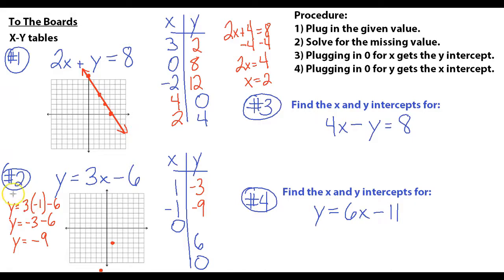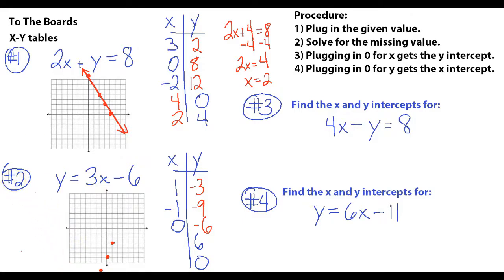Next one. I'm going to plug 0 in for x. This is 3 times 0. I just get y equals 3 times 0 minus 6. Well, that's just 0 minus 6, which is -6. So 0, -6 is my y-intercept. I go 0, down 6. 1, 2, 3, 4, 5, 6. Okay. Good.